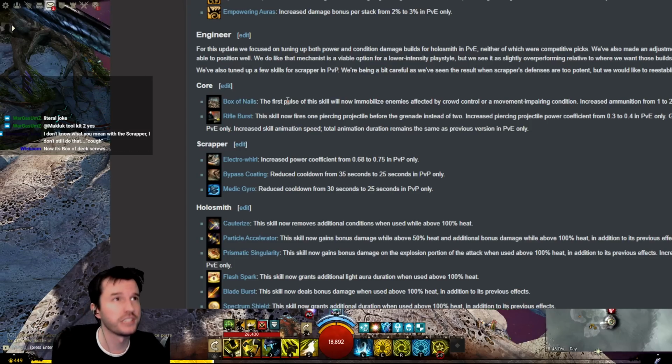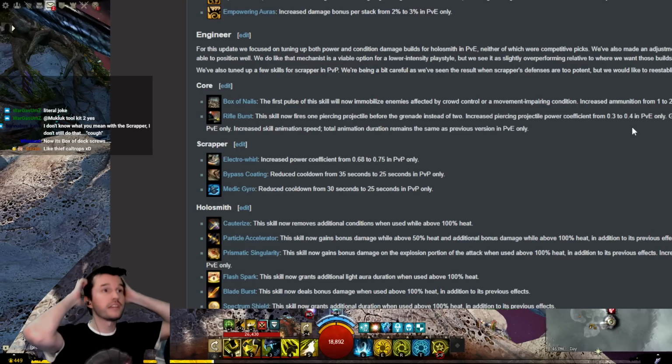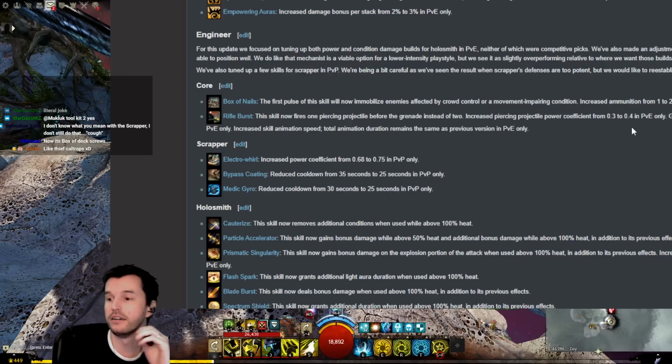However, even if you're a full condition damage engineer, the damage is so bad on them, it's almost not even worth the button press. The first pulse of the skill will now immobilize enemies that are already CC'd or movement impaired, and you can now hold 2 charges. This means you could double tap it, use both charges, the first one will cripple anyone near you, and the second one will immobilize them. So it will be interesting to see if that's enough to make it worth the click.